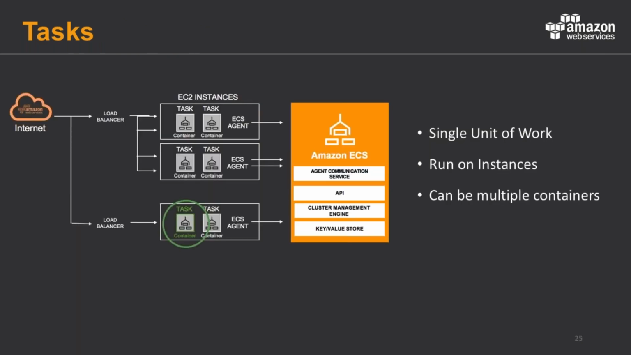And we have the task, which is essentially just an instantiation of that task definition. It runs on the instances within the cluster. And we can have one or more containers, like we might have tightly linked containers, which is like a sidecar model, where you could have your primary container being a web server, for example, and you might have a logging container that launches at the same time within a task.